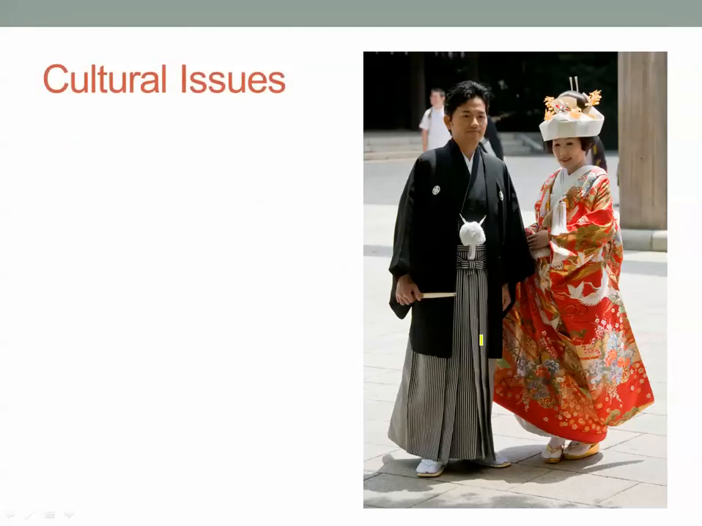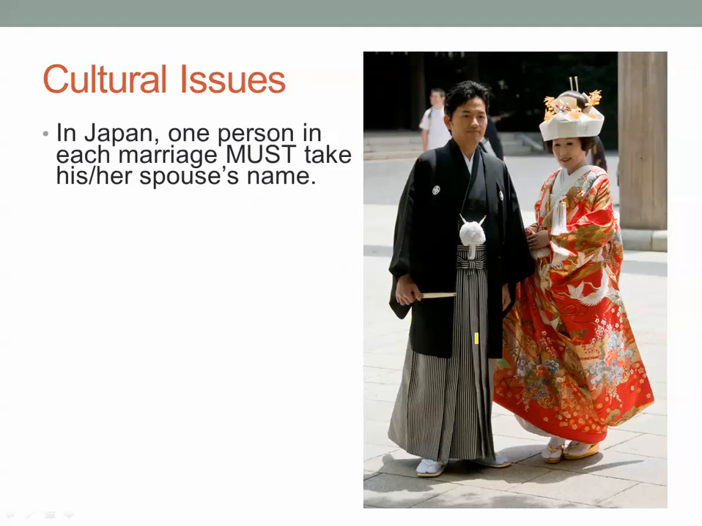All right, so that's how you kind of learn how to read names. It helps a little bit. Now I'd like to discuss a few cultural issues associated with names. This is handy to know when you're working in a Japanese context. In Japan, one person in each marriage must take his or her spouse's name, and this is distinct from, for example, the Chinese system in which married couples maintain their birth names.